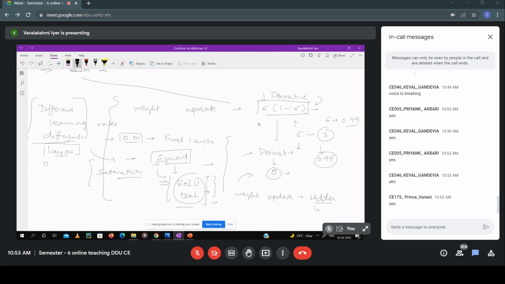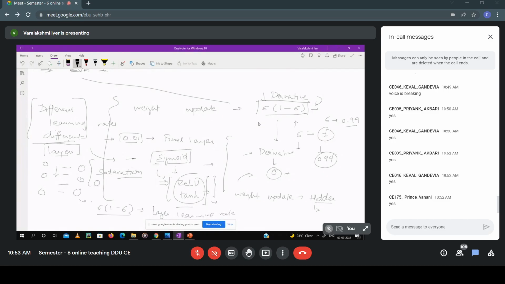For example, in the initial layers where the saturation will be less, we might use a lower learning rate. In the proceeding layers, that is after the forward propagation, whenever we are reaching close to the output layer, we might use a larger learning rate because the sigmoid activation function will be saturated by that point of time. And in order to balance that, we might use a larger learning rate.